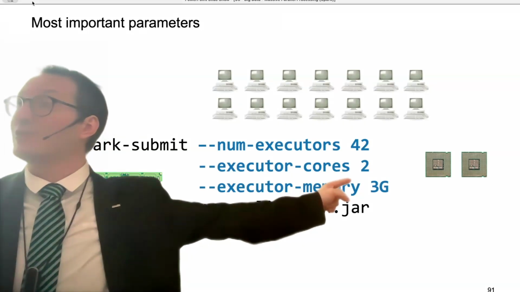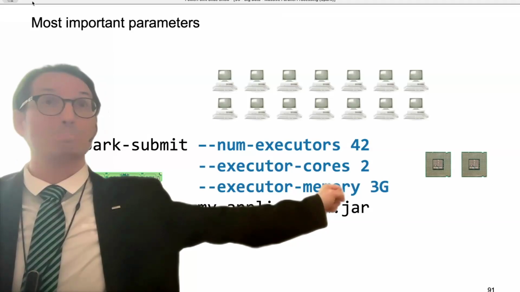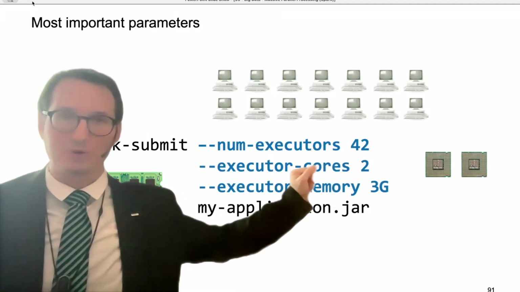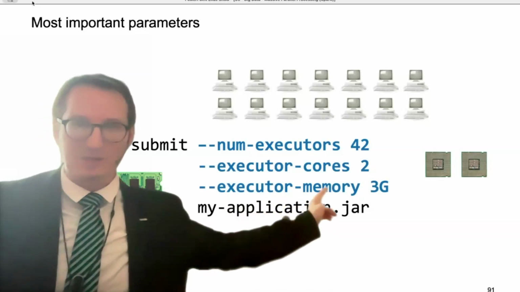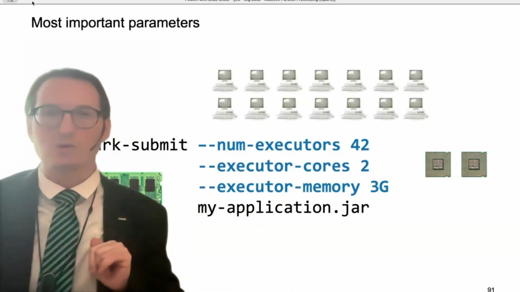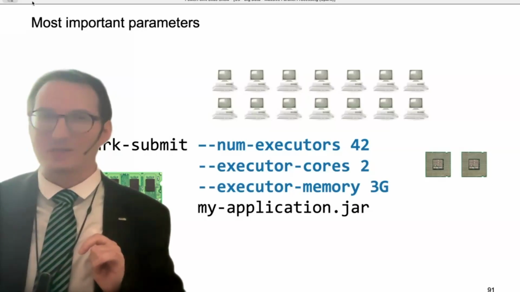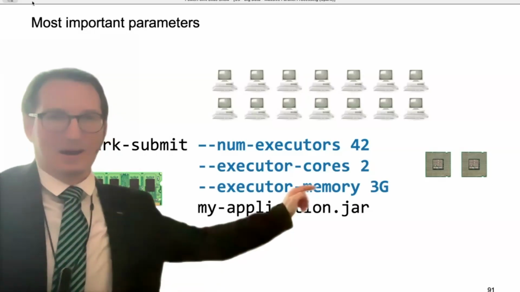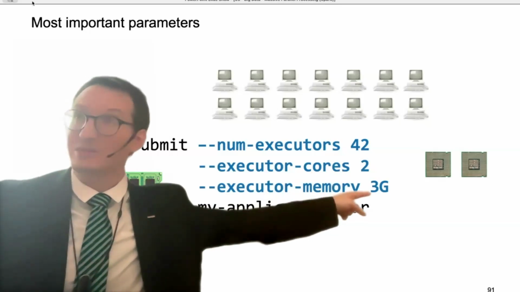How many slots do I have in total then? 84, yes, correct. 2 times 42. I have 84 slots that run in parallel. And then an executor memory is 3 gigabytes. So how much memory do I have in total? 126, correct. Because the memory is per executor, and the 2 cores share these 3 gigabytes.